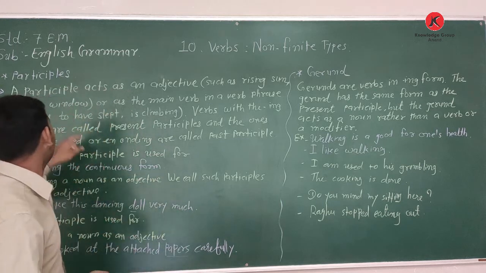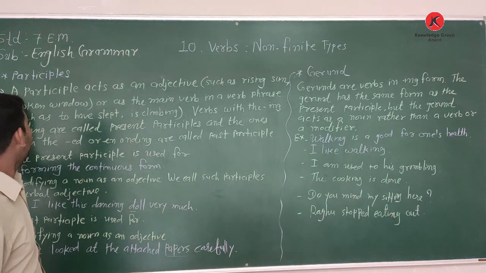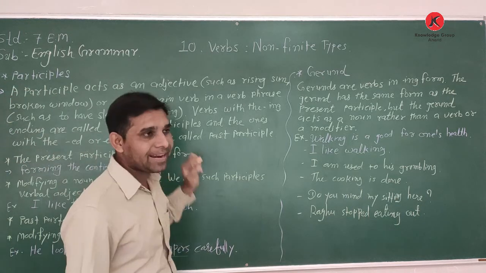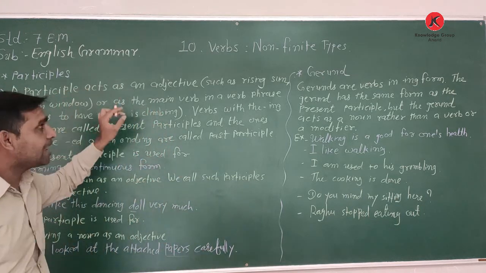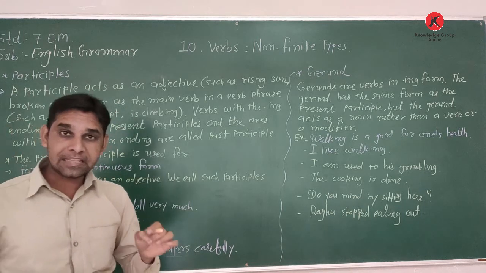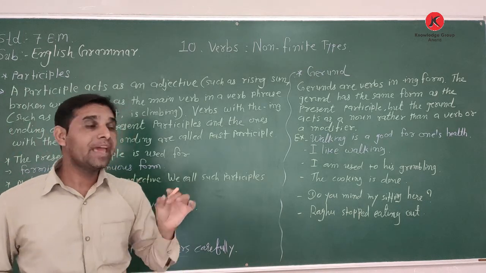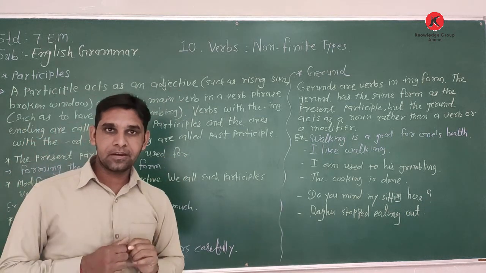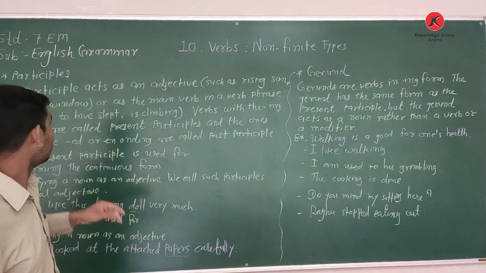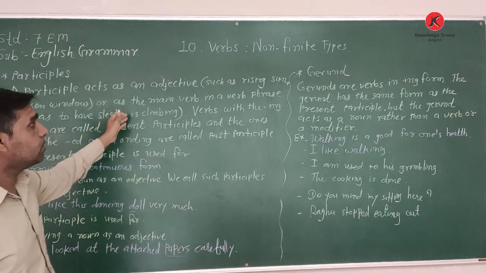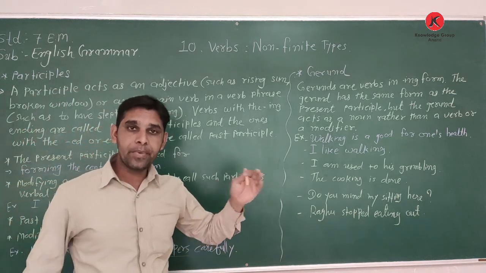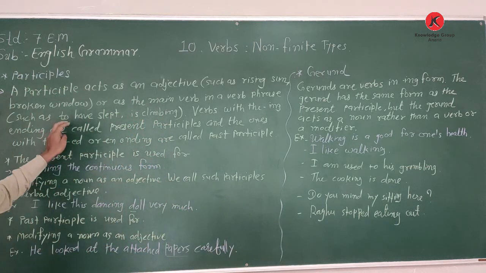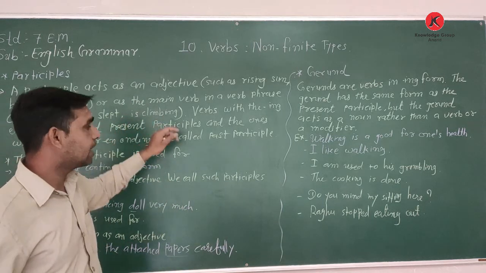What is a present participle? We have talked about the participle, but which kinds? Present participle and past participle. Here is the definition: a participle acts as an adjective, such as rising sun, broken window, or as the main verb in a verbal phrase, such as to have slept, is climbing.